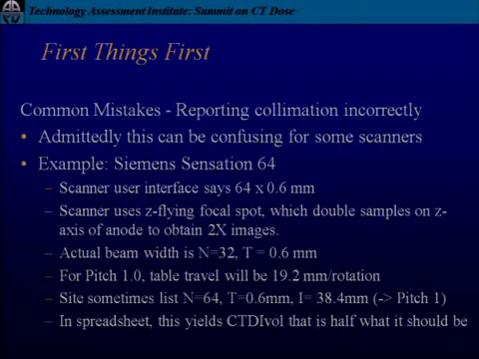I wish I could tell you how many times I've seen the table travel as 38.4. Okay? Because they multiplied 64 by 0.6, because that's what they thought. Okay? Again, this is our plea for transparency. This is our plea for people to dig into the documentation and to find out what this is. So does it matter? Well, if the site listed n equals 64 and t equals 0.6 and I equals 38.4, thinking that was a pitch of 1, then actually that gives a CTDI vol of half of what it really should be. Okay? So again, it leads to a misunderstanding in terms of the dose.